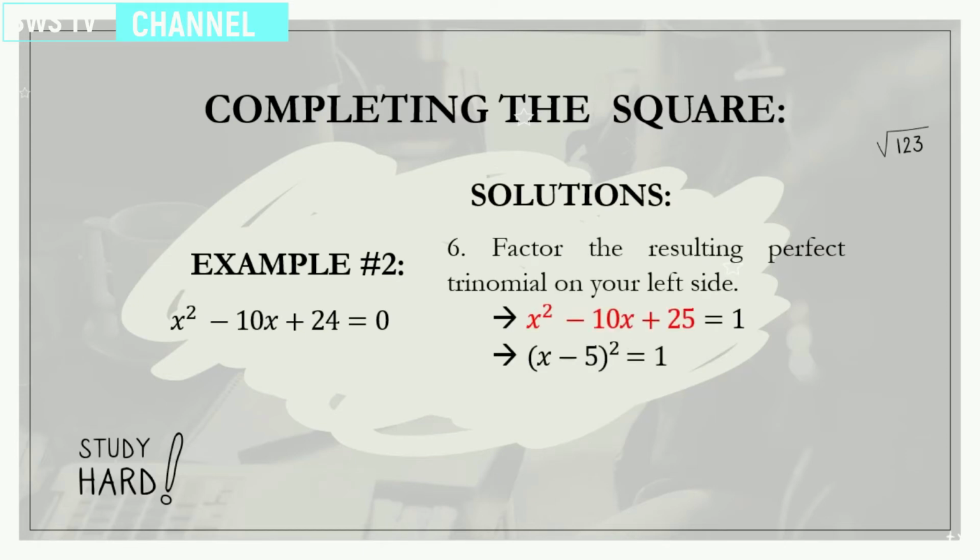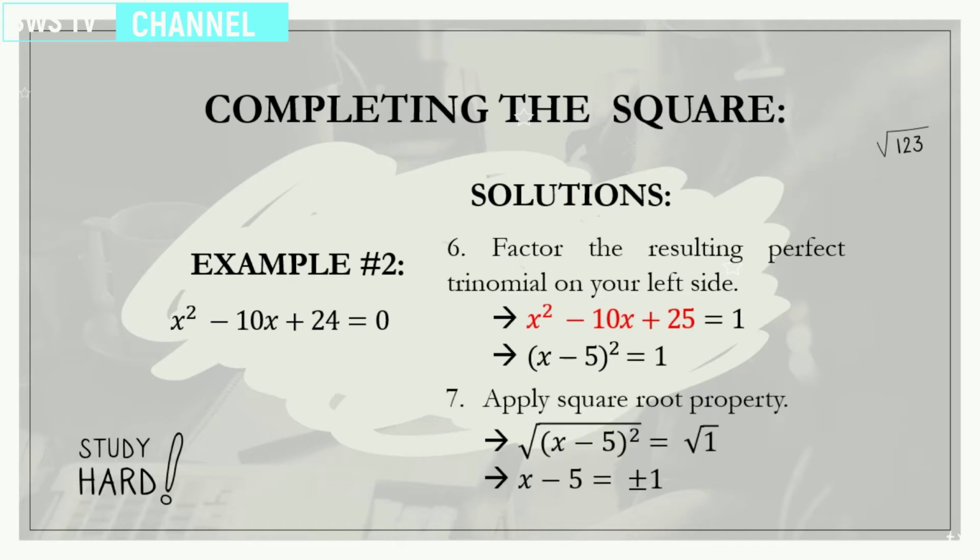We have step number 6. Factor the resulting perfect trinomial on your left side. So again, copy x, bring down, copy the sign of the middle term. The sign is minus, so bring down minus. Then the square root of 25 is 5. Bring down 5. Put them in a parenthesis and put the exponent outside the parenthesis. Then bring down 1. Then apply the square root property on both sides. Then remove the square root, remove the exponent. What will remain is x minus 5. Then take the square root of 1, which is positive or negative 1.